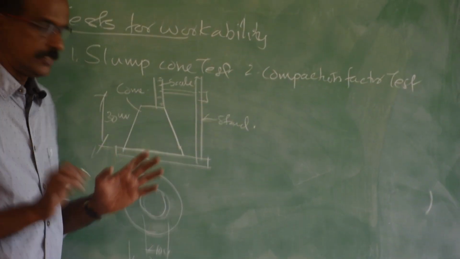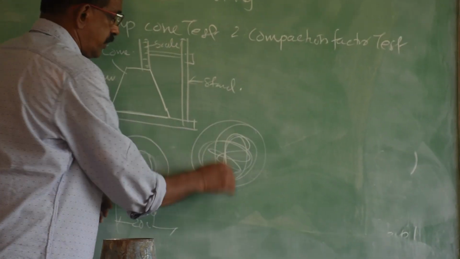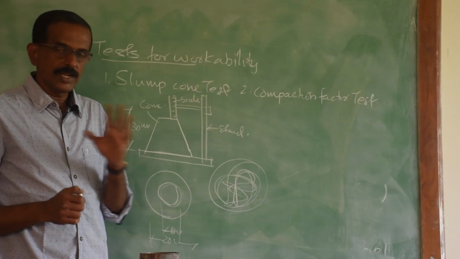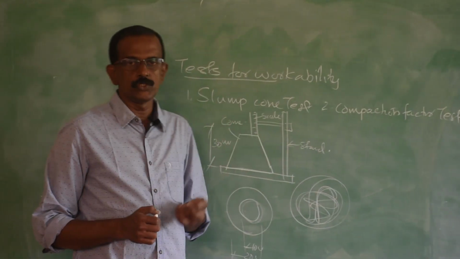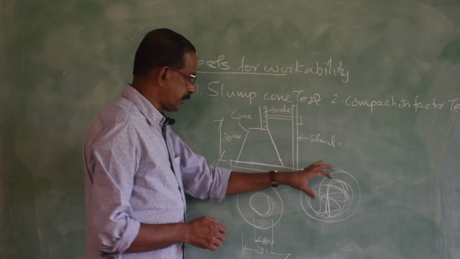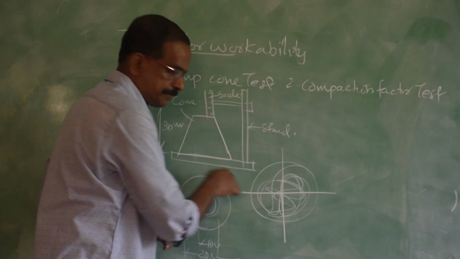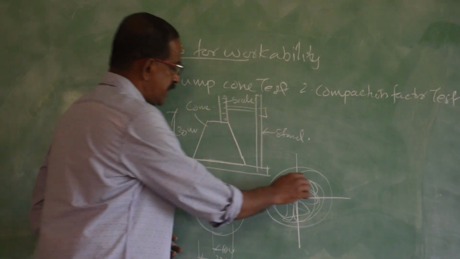So, the procedure is like this: prepare the concrete, mix cement, sand, aggregate and water. How much quantity of water? You can assume the water cement ratio as say 0.4 or 0.5 or 0.6, whatever it is. Prepare the concrete, mix it properly, then divide into 4 parts.